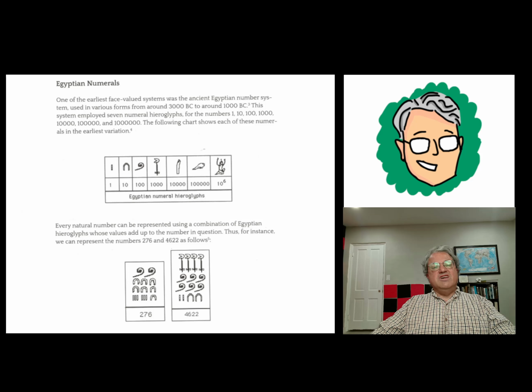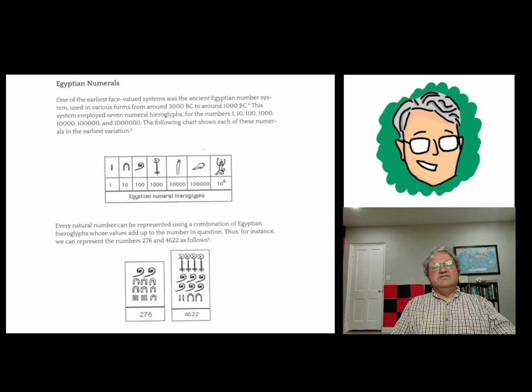But then after tally marks, we had face value number systems, and the first known one was Egyptian numerals, and there were 7 symbols for powers of 10. One was just a straight vertical line. 10 was a horseshoe symbol. 100 was a little coiled up rope, I guess. 1,000 was an arrow. 10,000 was a finger. 100,000 was a tadpole, and 1,000,000 was supposed to be an Egyptian god praying to infinity, because 1,000,000 was the biggest number they could imagine, basically.